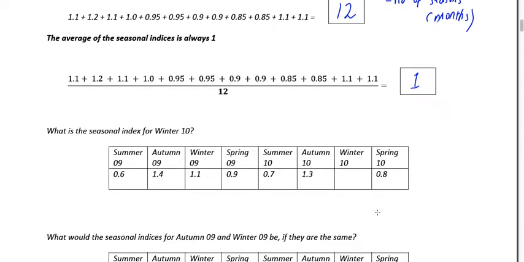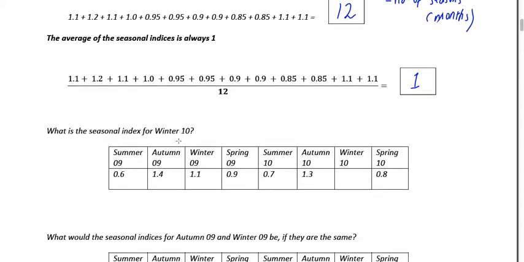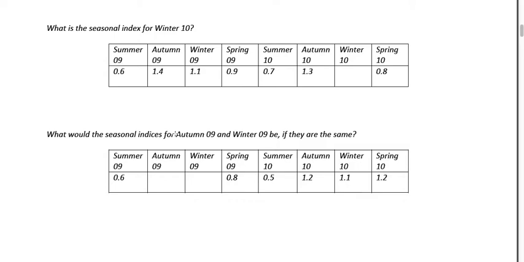What we can do is answer questions. Knowing these facts, mainly the sum of the seasonal indices equaling the number of seasons, we can work out questions such as this one. What's the seasonal index for winter? So this one that's missing just here. How many seasons have we got? In this example there are 8 altogether.